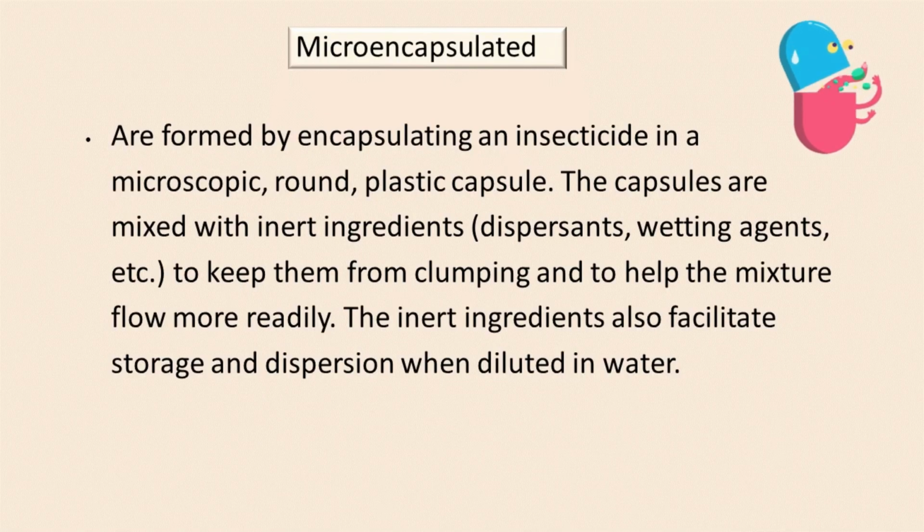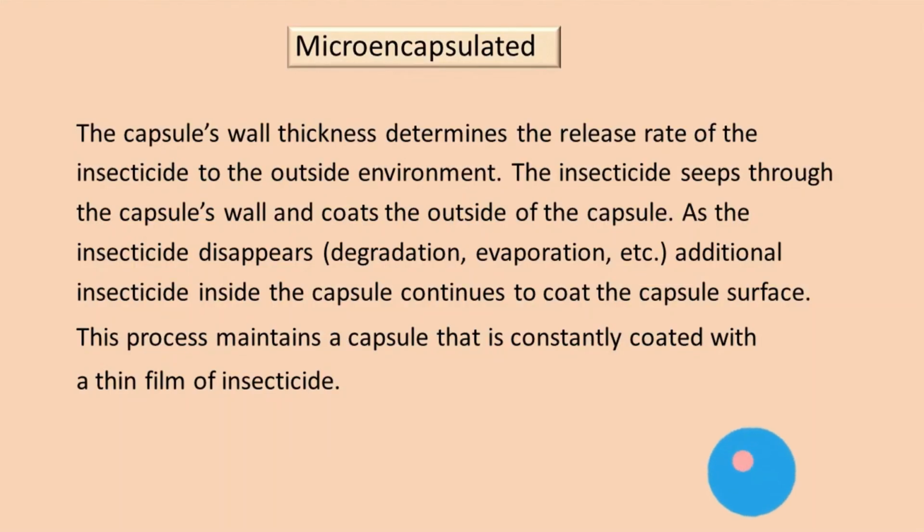Microencapsulated products are formed by encapsulating an insecticide in a microscopic, round plastic capsule. The capsules are mixed with inert ingredients, dispersants, wetting agents, etc., to keep them from clumping and to help the mixture flow more readily. The inert ingredients also facilitate storage and dispersion when diluted in water.